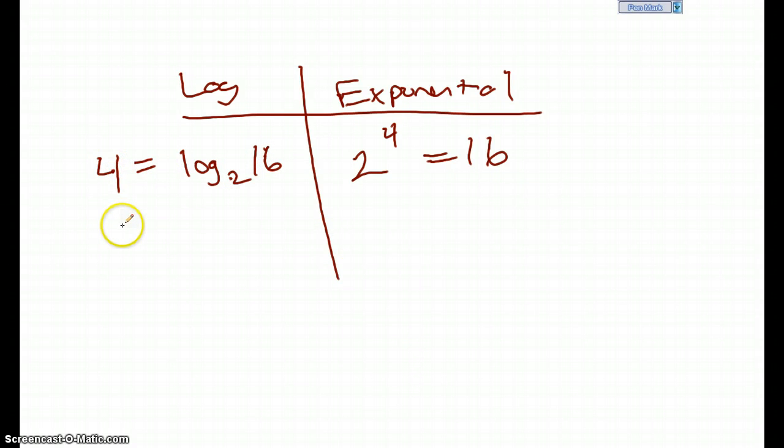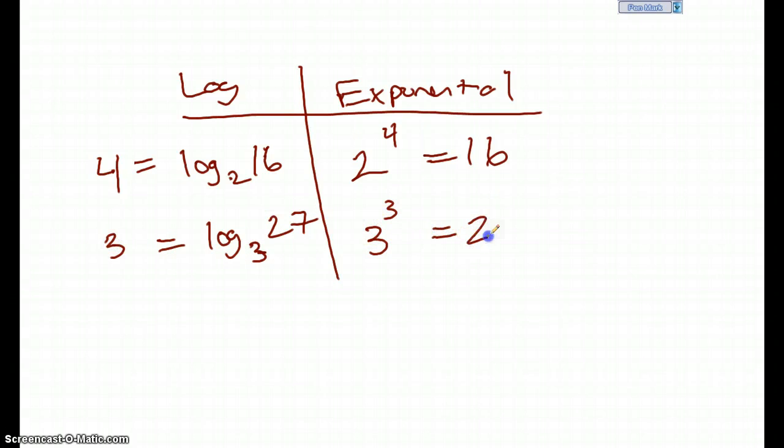Let's do another one. Well, what if we knew that, let's say, 3 equals log base 3 of 27. This means that 3 raised to the 3rd power equals 27. So 3 is the exponent on 3 that gives me 27.